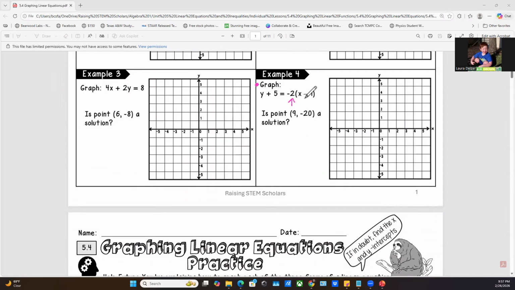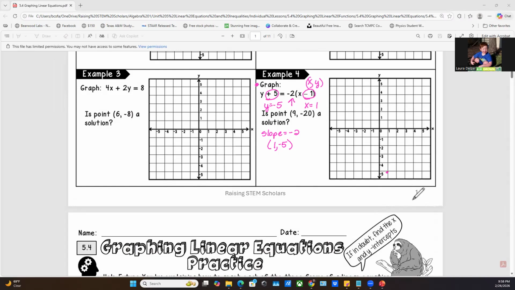This is my slope right here. Okay, so my slope equals -2. My point, this is my y, but remember my y is going to be the opposite sign. This is my x, but my x is going to be the opposite sign. So remember when you write your point, you're writing in x, comma, y format. So my point that I'm going to start at is 1, -5.